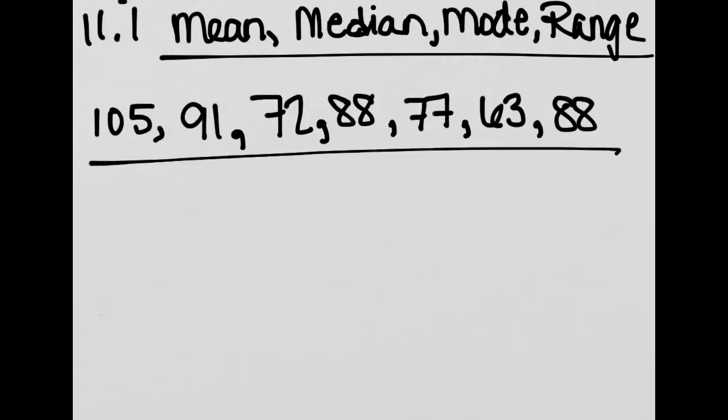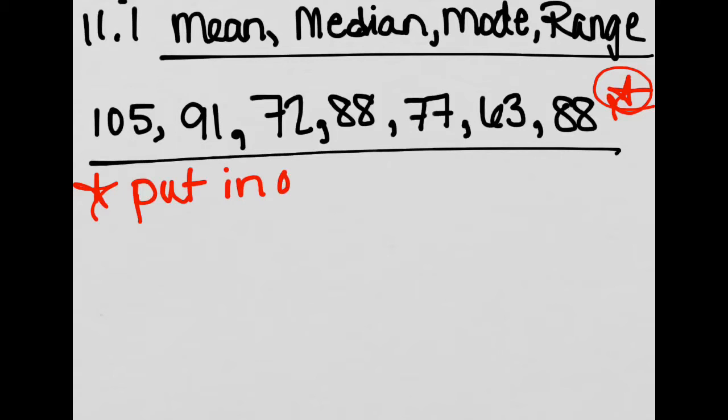All right, we are beginning at chapter 11, which is about collecting and analyzing data. So the first thing we want to do is look at this information that they give us. We have 7 scores here. Let's say that this is a math test and we want to know what the average is. So our very first step is going to be to take these numbers and put them in numerical order.